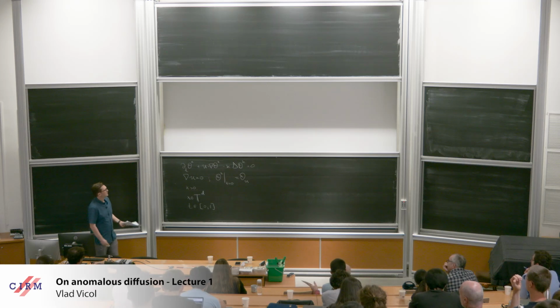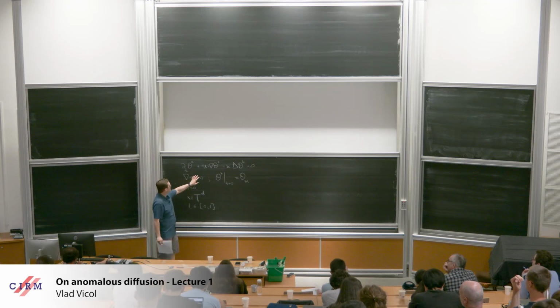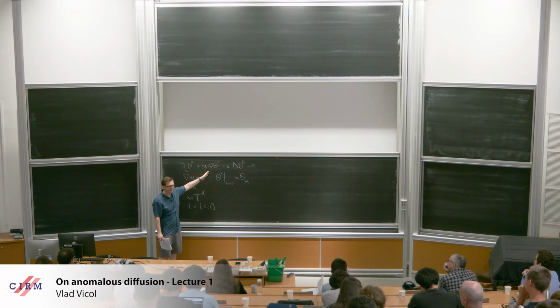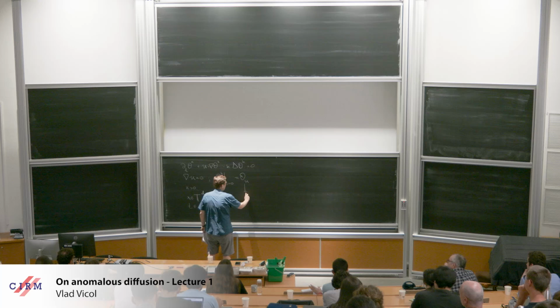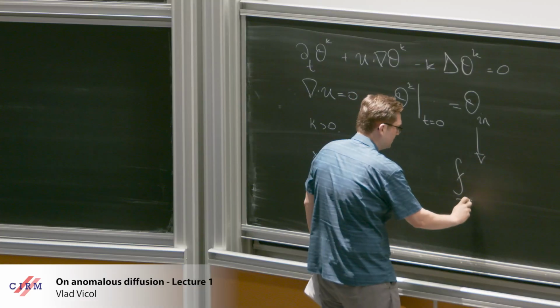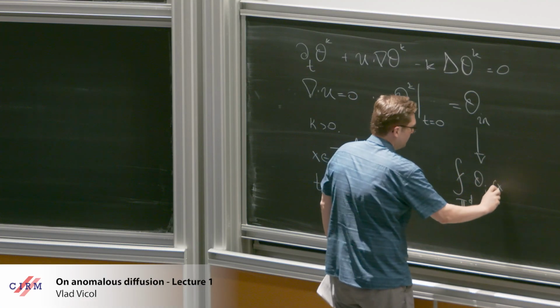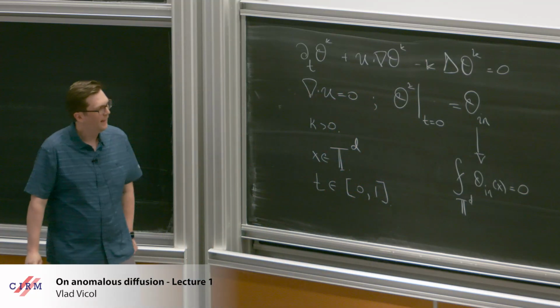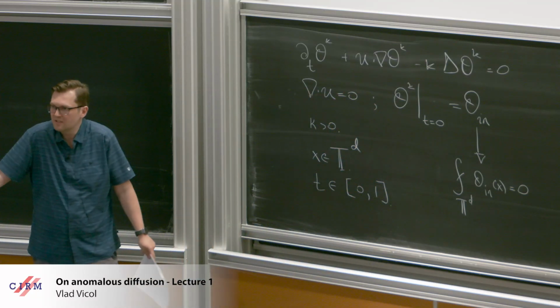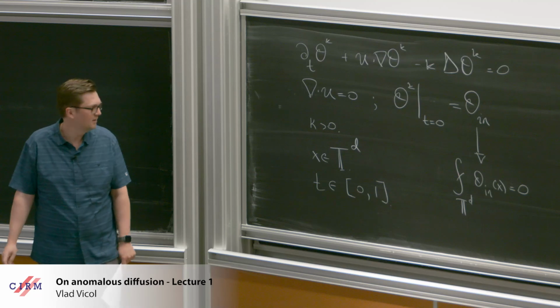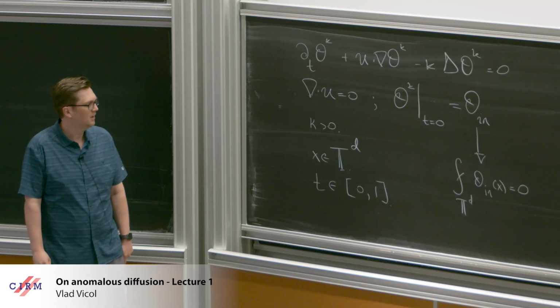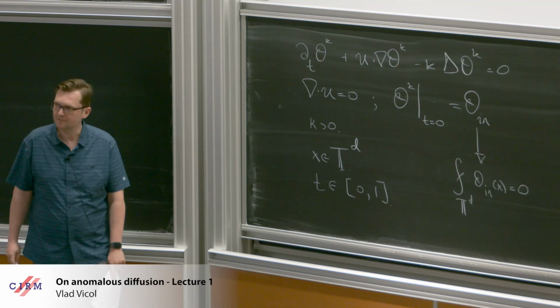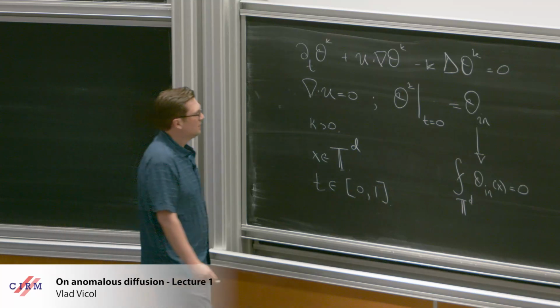And of course, because u is divergence free, the mean of this will be conserved, so that we don't always have to subtract the mean in every single statement. Let's just take initial data so that the mean over the box is 0. And you can think of the data as being smooth if you want, C infinity. But it shouldn't really matter.